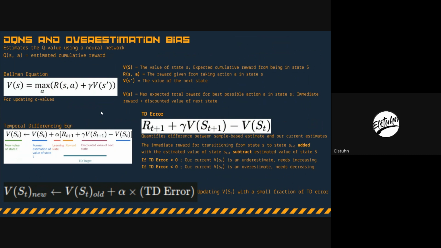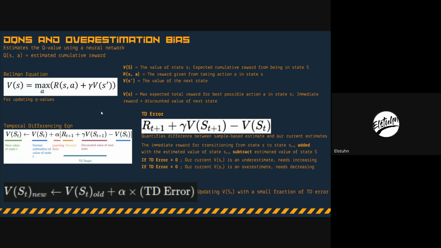So V(S_{t+1}) is the value given to the next state that you'll be in, essentially. And then gamma is obviously the discount factor. And then we subtract V(S_t) because we're essentially comparing our actual reward from taking an action A in state S to our initial prediction of being in this current state. So it quantifies the difference between the sample-based estimate and the current estimate.